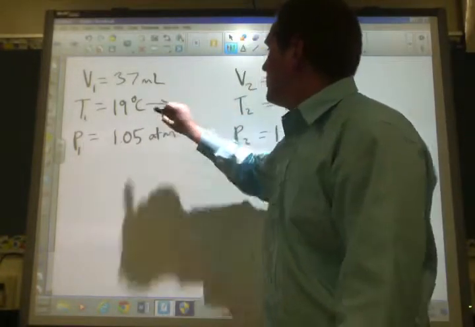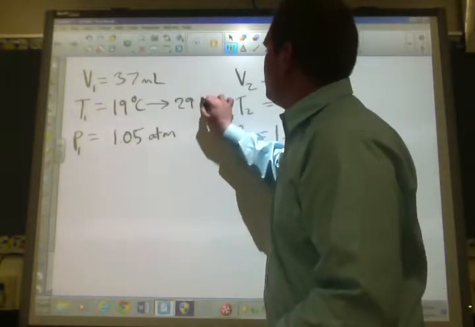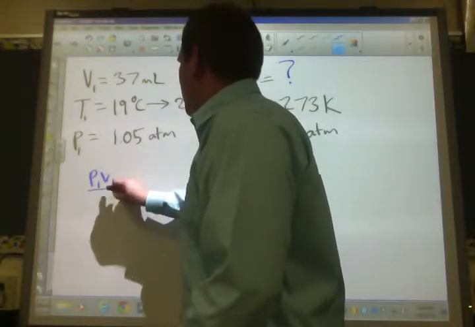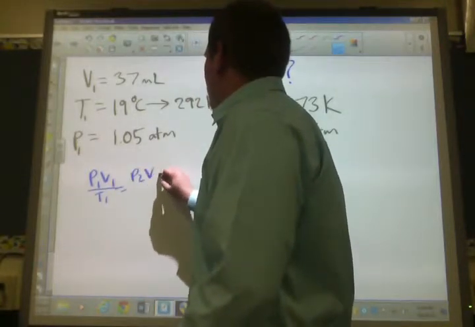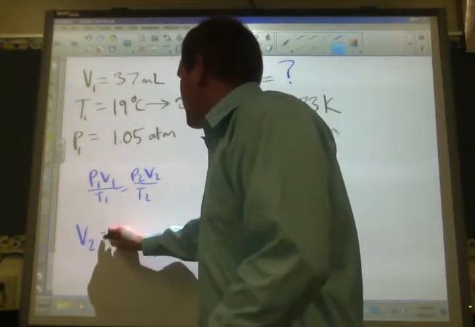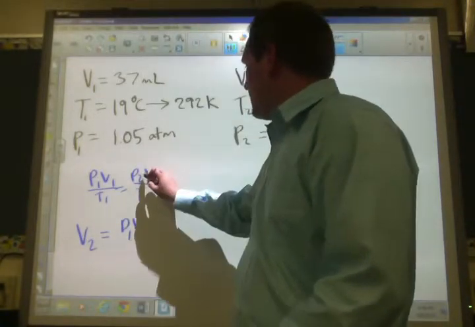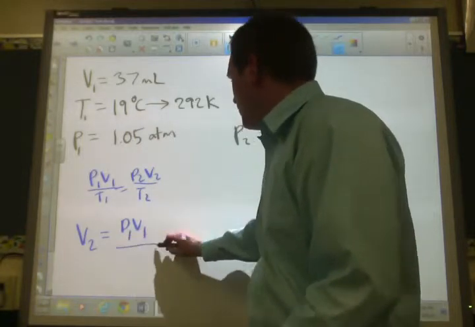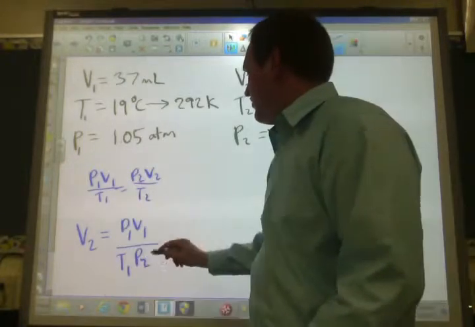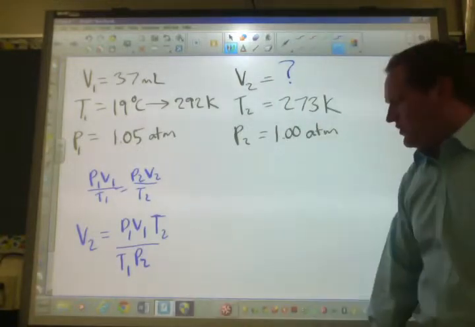One thing I need to do here, degrees Celsius has to be in Kelvin, so that is going to be 292. So P1 V1 over T1 equals P2 V2 over T2. We are solving for V2, so V2 is going to equal, let's see, I'll write these first, P1 V1. I need to divide by P2. T1's already down here. And this is going to get multiplied over here, just like that. Okay, I always prefer to do it this way because we can see the units canceling out nicely.